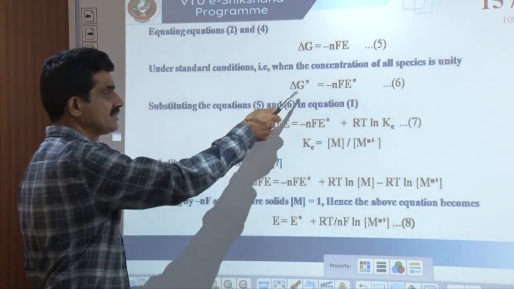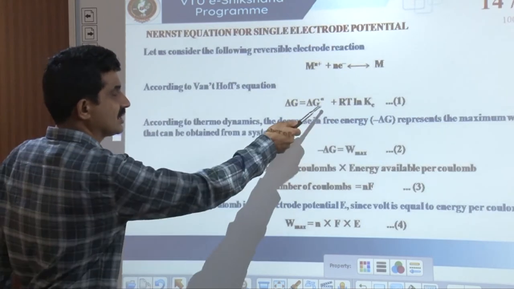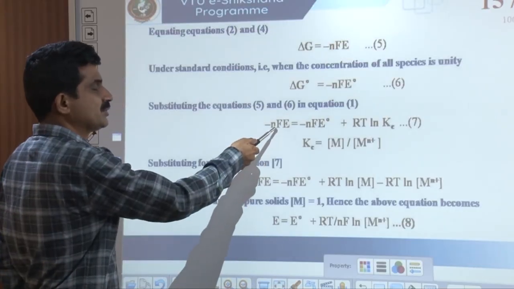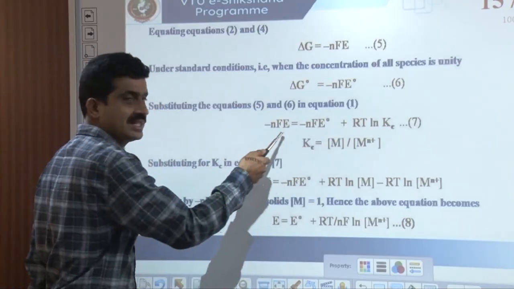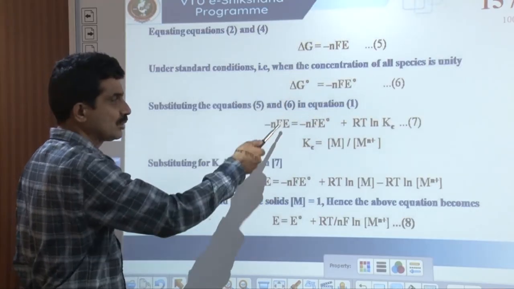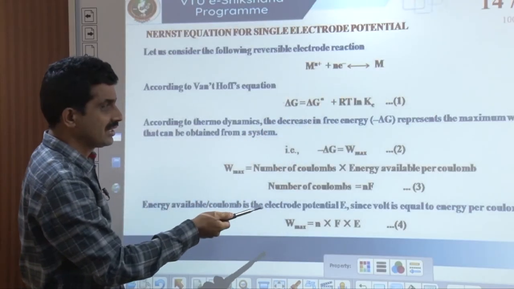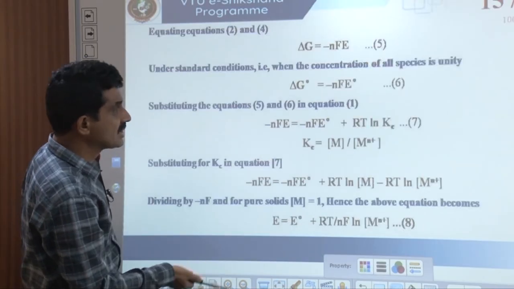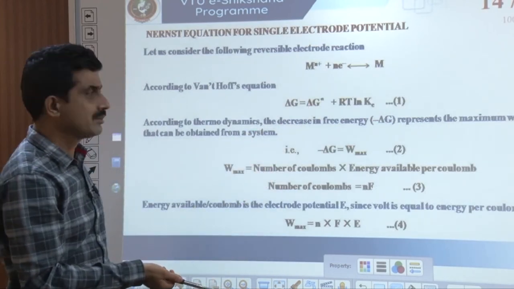Substituting these two equations, 5 and 6, in the equation delta G is equal to delta G naught plus RT ln Kc, it becomes minus nFE is equal to minus nFE naught plus RT ln Kc. Here delta G naught is equal to minus nFE naught, and delta G is equal to minus nFE. According to Van't Hoff's equation, delta G is equal to delta G naught plus RT ln Kc, and we are substituting the values of equations 5 and 6 in it.